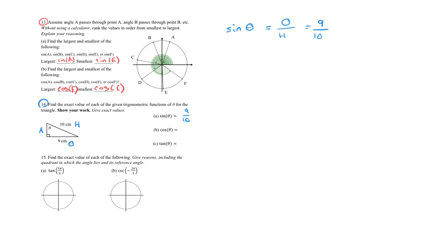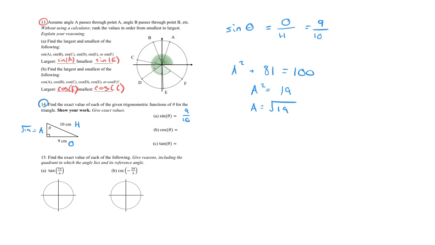Now for cosine, we have to solve for this side, which we can do using the Pythagorean theorem. So we're going to take our adjacent side squared plus our opposite side squared, so 81, equals the hypotenuse squared, which is 100. So we get that the adjacent side squared equals 19. Then from here, we say that the adjacent side is going to be the square root of 19. So I'm just going to put equals square root 19.